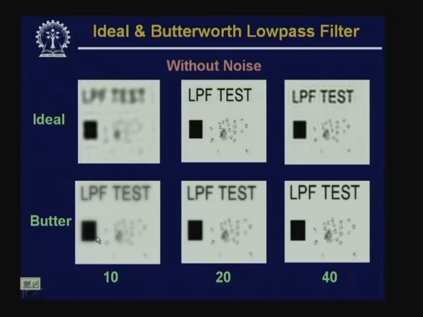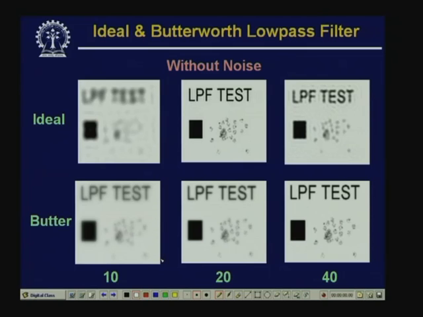you find that in the ideal low pass filtered image, the image is very sharp, but the disadvantage is that if you simply look at these locations, you find that there is some ringing effect. That means there are a number of undesired lines which are not present in the original image. Same is the case over here. So, the ideal low pass filter introduces the ringing effect, which is not visible in the case of the Butterworth filter.